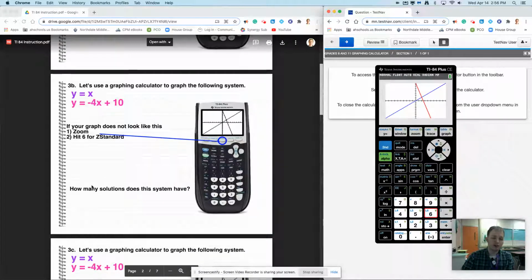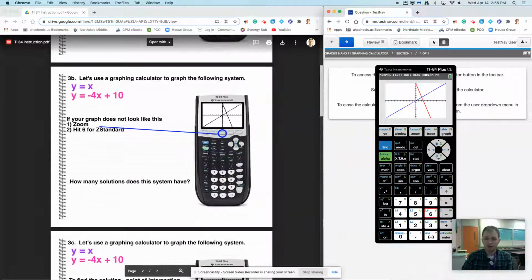Then the question says, how many solutions does the system have? Well, it's just got one solution because it's only crossing at one point. So this is one solution here.